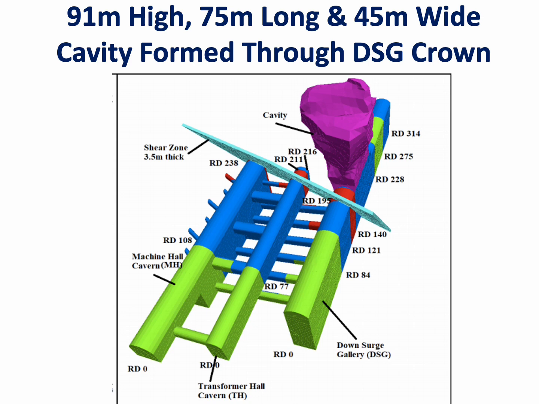It was later studied and found that the cavity formed above the crown in the Downstream Surge Gallery is of the magnitude of 91 meter height, 75 meter long and 45 meter wide. This cavity is 91 meter high, 75 meter long in this direction and 45 meter wide in this direction at its maximum extremities point.